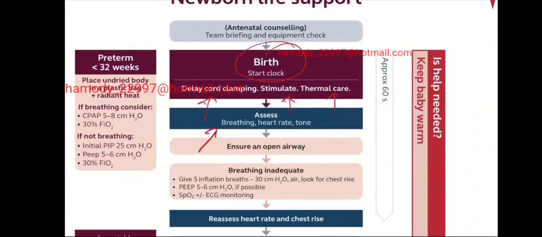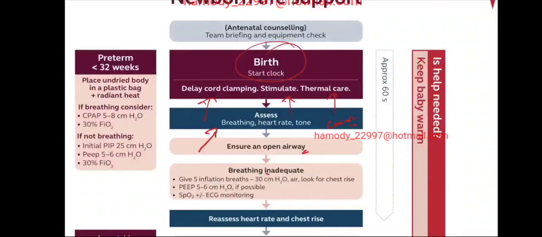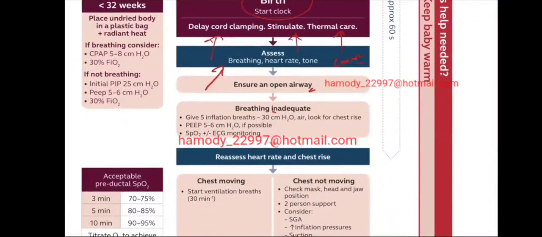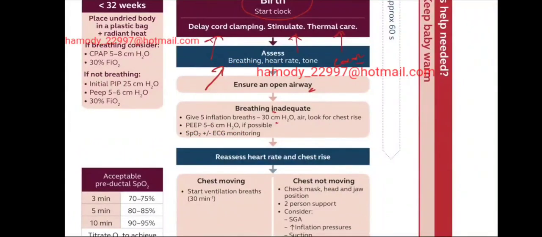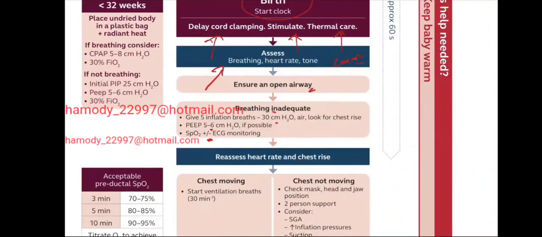And assess for breathing, heart rate, and tone. You're not assessing for color here. Color has been omitted. Ensure an open airway and start giving adequate breaths. You're giving 5 inflation breaths with room air at a pressure of 30 centimeters of water. If possible, you can give PEEP also at 5 to 6 centimeters of water. Start SpO2 monitoring here. If a 3-lead ECG is available, that means a cardiac monitor is available, please connect it.